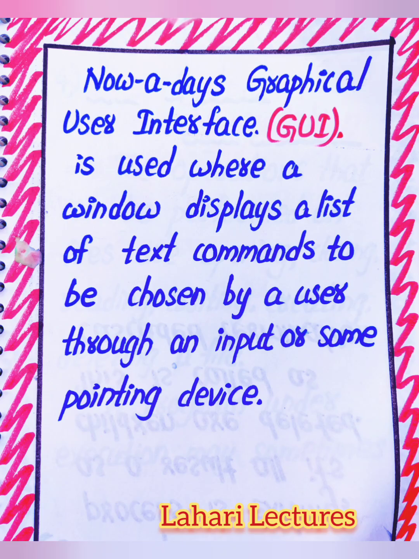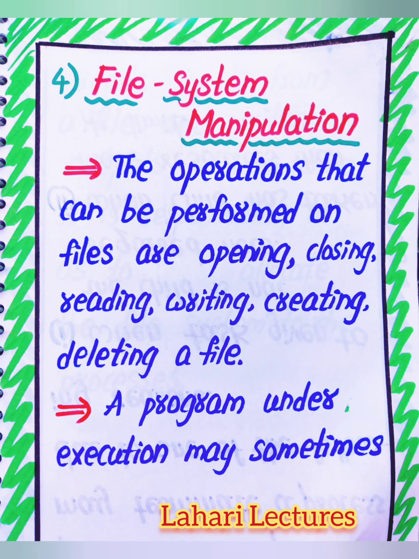Nowadays, graphical user interface, GUI, is used, where a window displays a list of text commands to be chosen by a user through an input or some pointing device. Fourth one, file system manipulation. The operations that can be performed on files are opening, closing, reading, writing, creating, deleting a file.